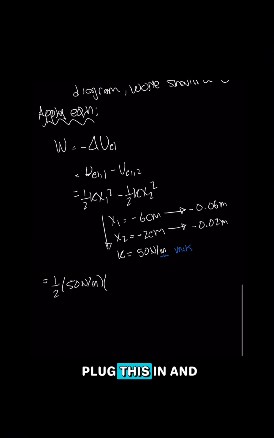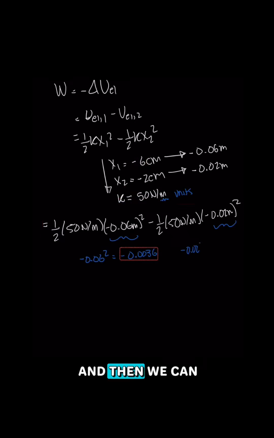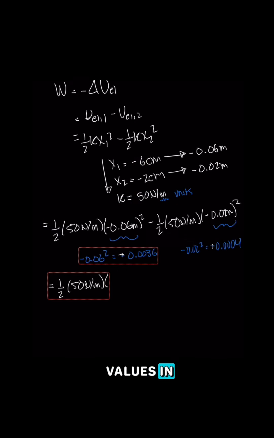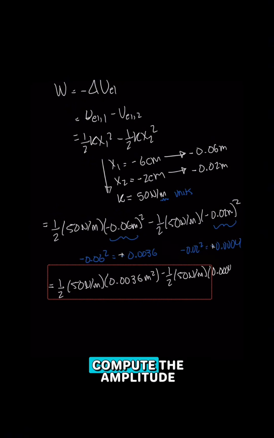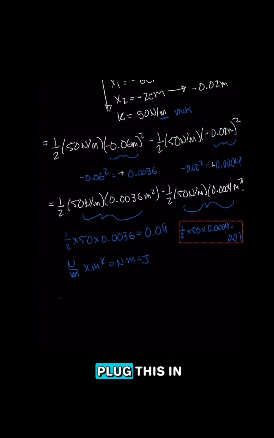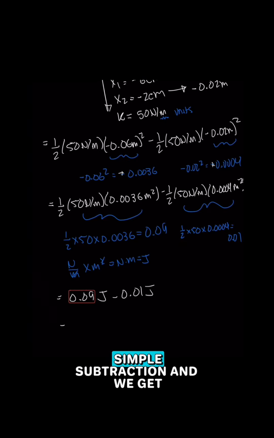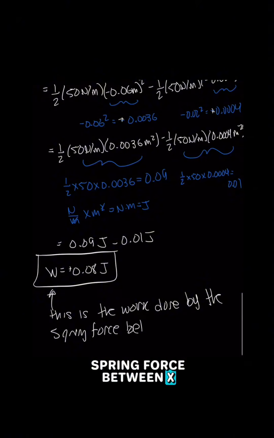And then we can plug this in and we get this expression. Compute the square of this term here, and then we can compute the square of this term on the other side. We can plug both these values in, noting that they do become positive because we're squaring them. And then we can compute the amplitudes in units of the term on the left and the term on the right. And then if we plug this in, we can do a simple subtraction and we get this final answer for the work. So this is the work done by the spring force between x1 and x2.